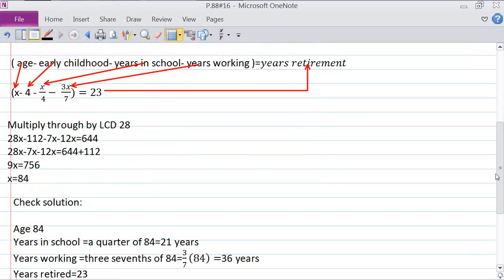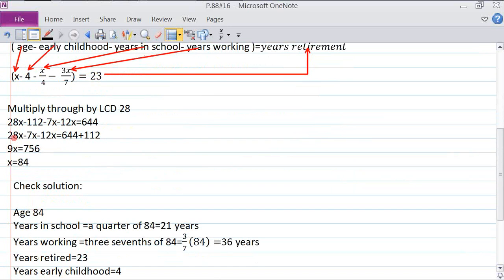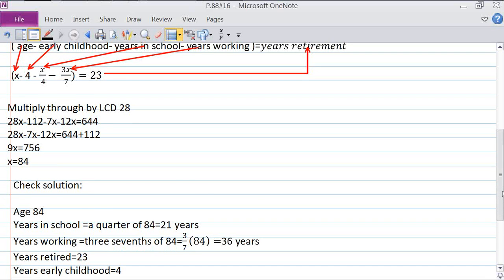So now I have to bring all the variables to the left. 28x minus 7x minus 12x, those are the variables on the left, and I transpose the minus 112 to the right. When I take 28 minus 19 here, I get 9x. 644 plus 112 gives me 756. So x equals 84. So let's think about this now.